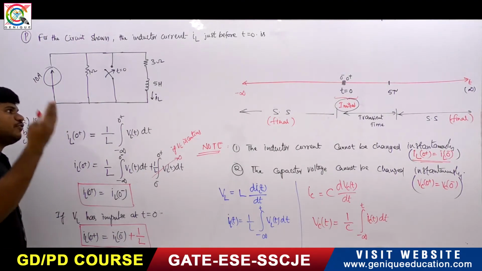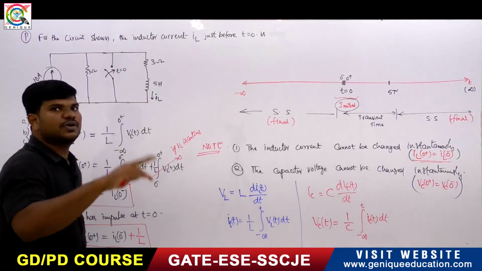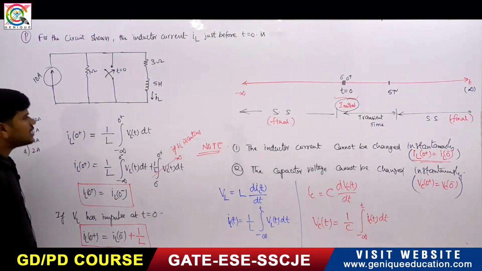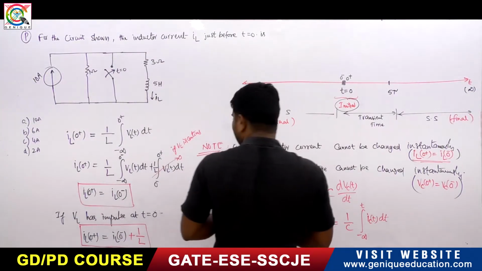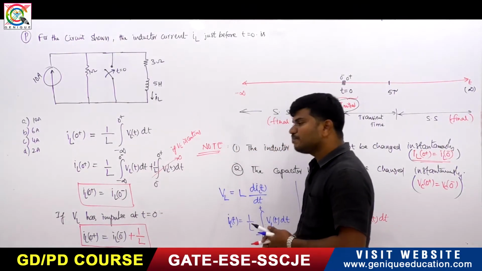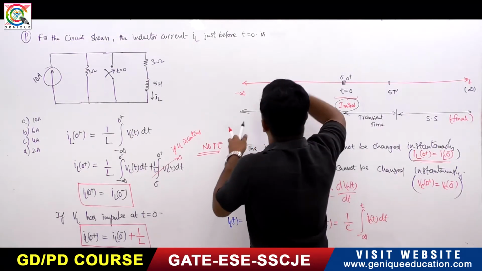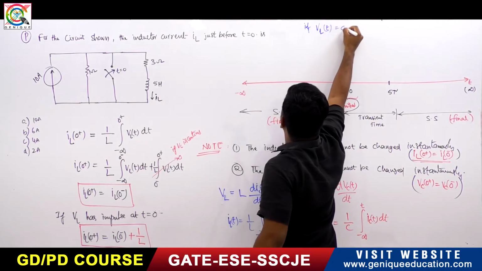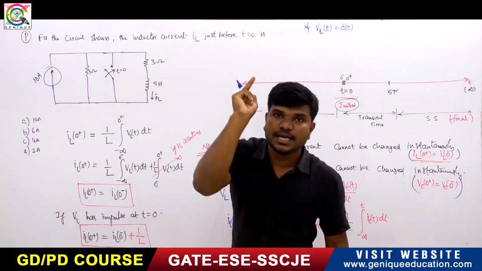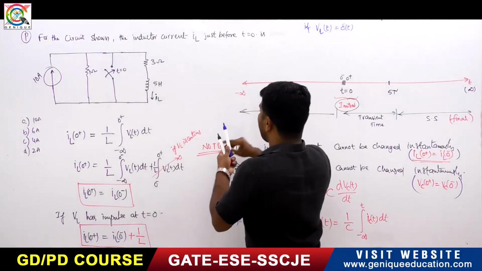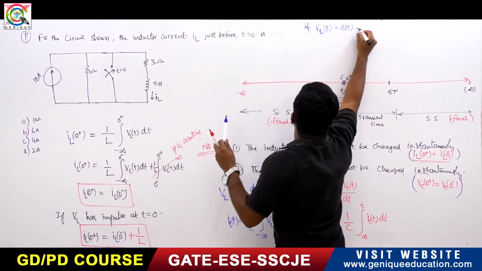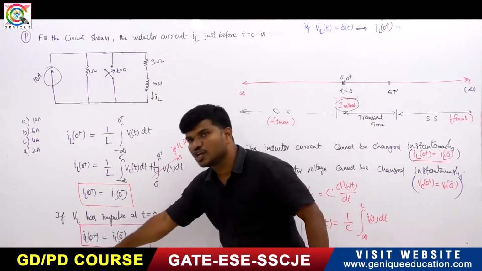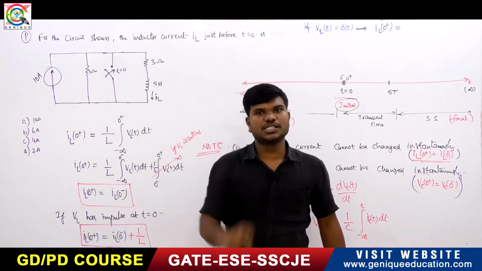Suppose the voltage across the inductor itself is the impulse function. What is the meaning of this? Suppose VL(t) is equal to delta(t), the voltage across the inductor itself is the impulse function. Now what is IL(0+)? IL(0-), and the impulse will be existing at t equals 0, right?